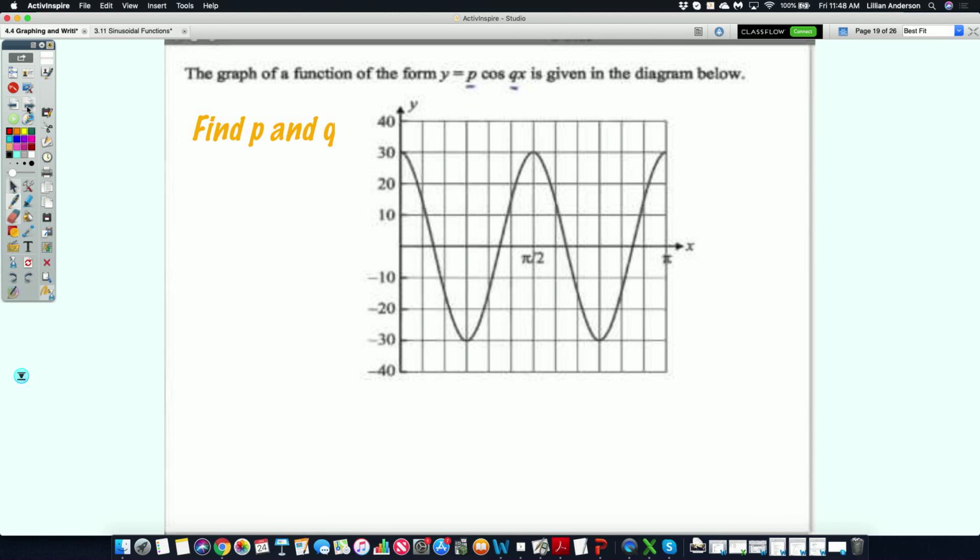P equals 30. P equals 30 because P corresponds to what letter in our general form? A. And Q is what? 4. B. It's technically B. And sounds like we already had an answer. You said 4? Okay. So P is 30 and Q is 4.